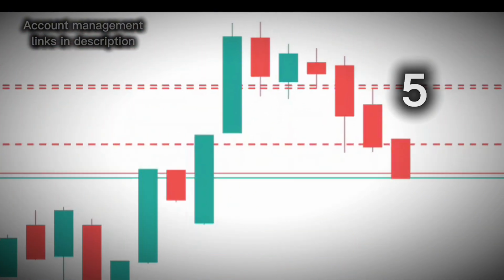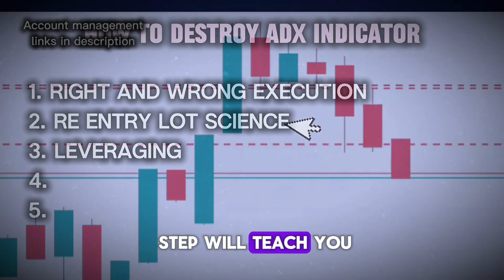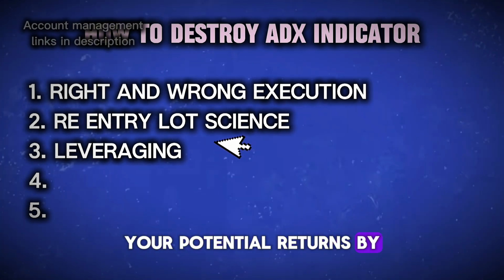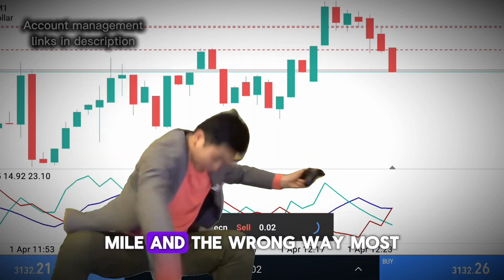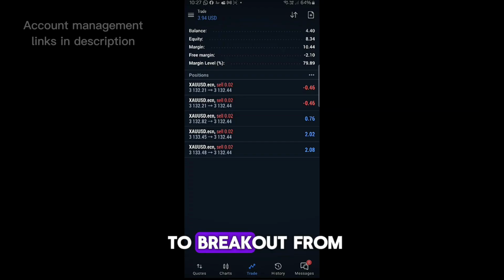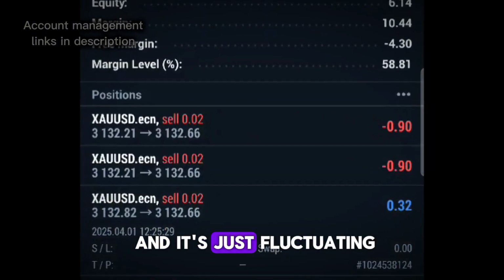You want to enter with only one position, and then this next step will teach you how to increase your potential returns by a huge mile. The wrong way most of you do it is just by selling when price is about to break out from this zone. But if you do that, this is what's going to happen. You are going to be losing your profit. You can see from 3 it went to 1, and then it's just fluctuating.